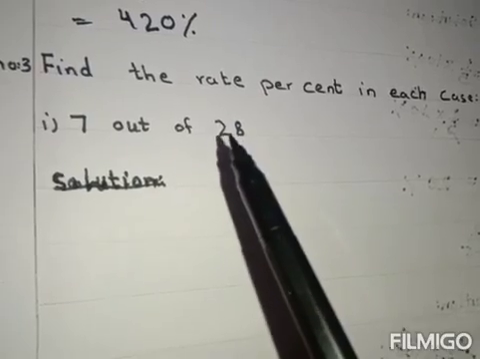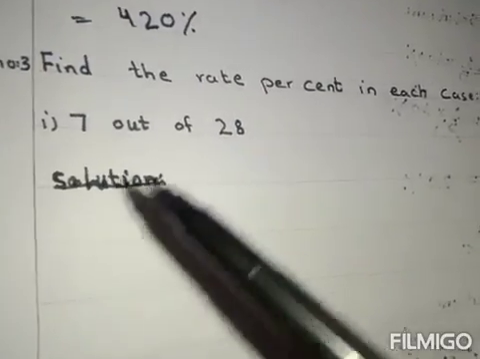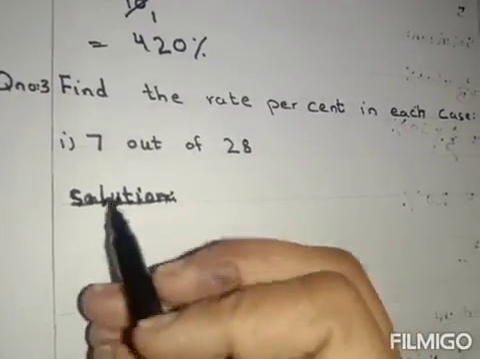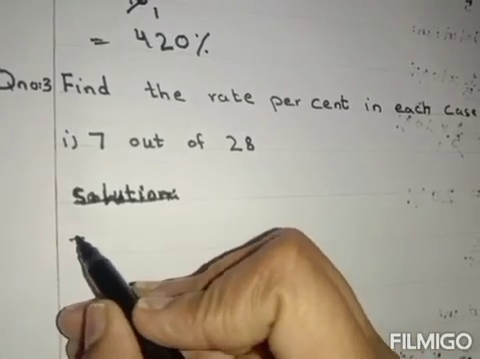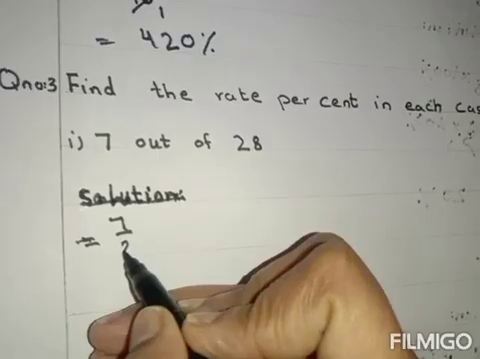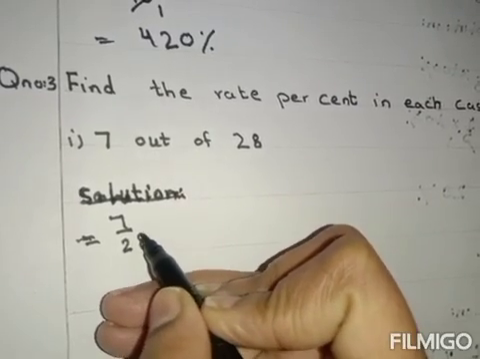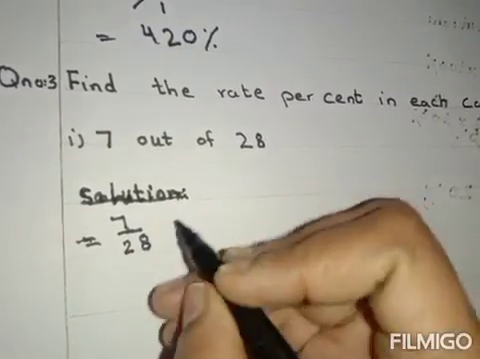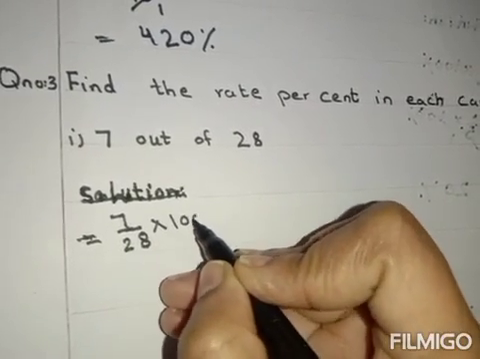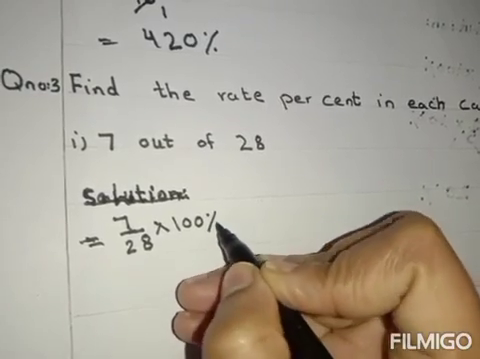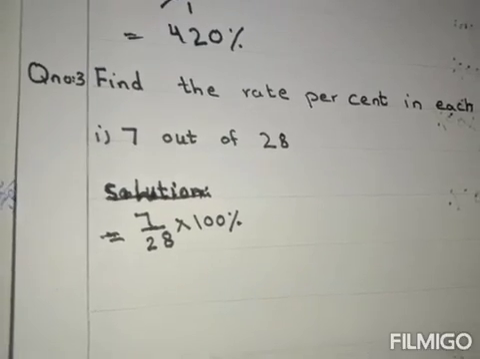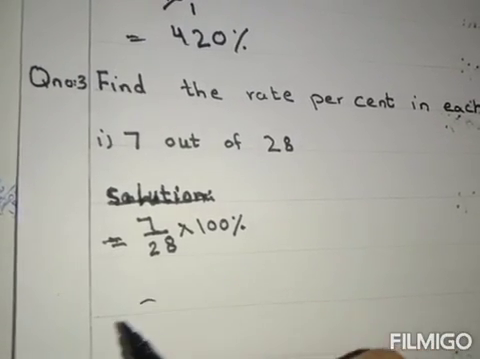It means total marks were 28 and you got 7. Or 9 out of 10, it means you got 9 marks out of 10. Total marks were 10. So, first of all, we will write 7 out of 28. Now percent means we have to write its answer in percentage form. So it is just like question number 2. We will just multiply it by 100%.